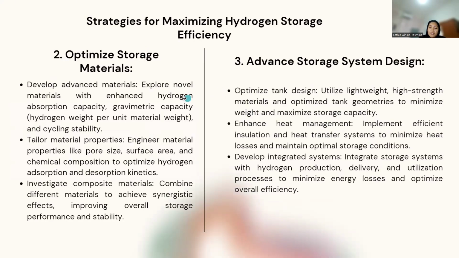Number 2, optimize storage materials. Develop advanced materials. Explore materials with enhanced hydrogen absorption capacity, gravimetric capacity, and cycling stability. And then tailor material properties. Engineer material properties like pore size, surface area, and chemical composition to optimize the hydrogen adsorption and desorption kinetics. Then investigate composite materials. Number three, advanced storage system design. Optimize tank design, enhance heat management, and develop integrated systems.